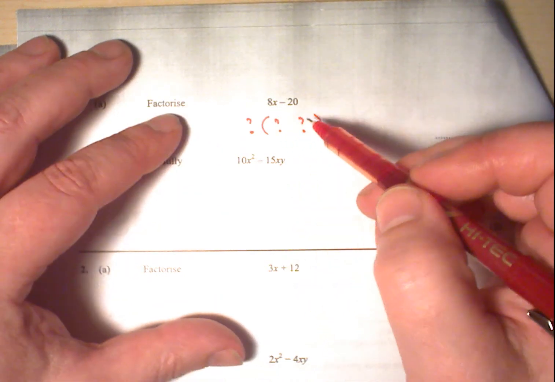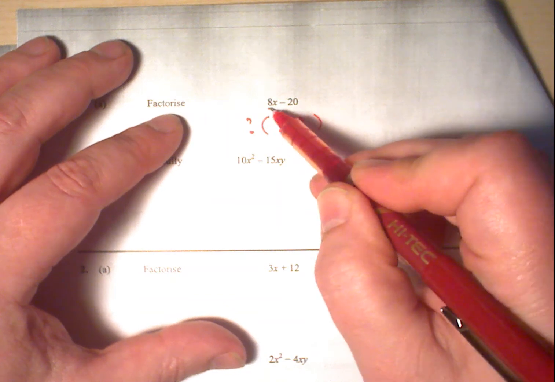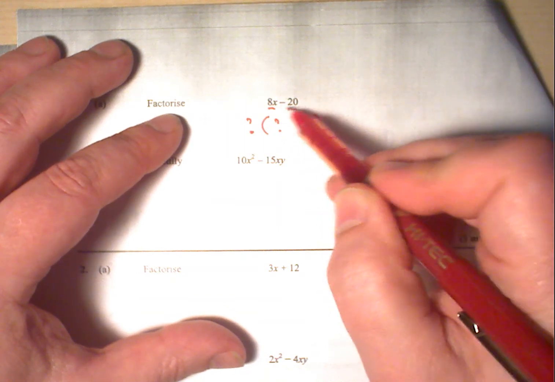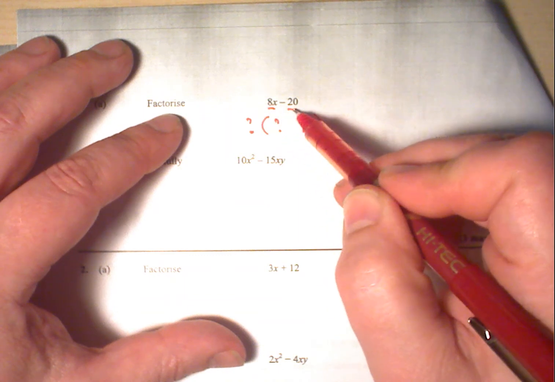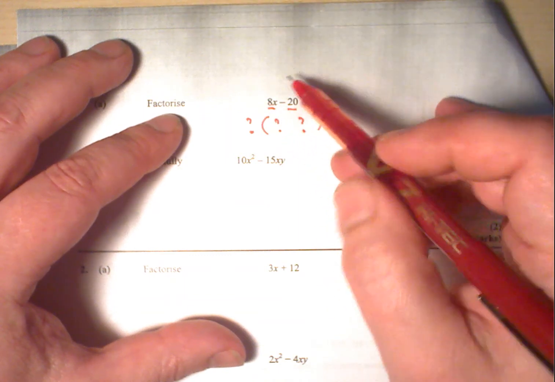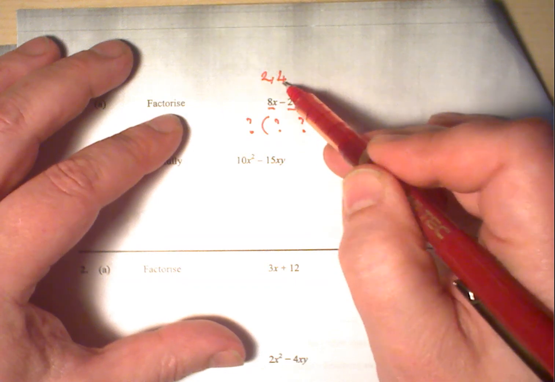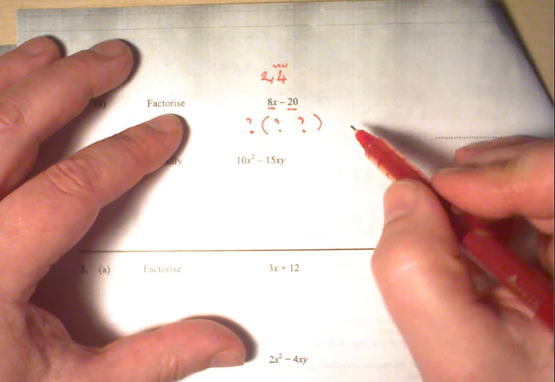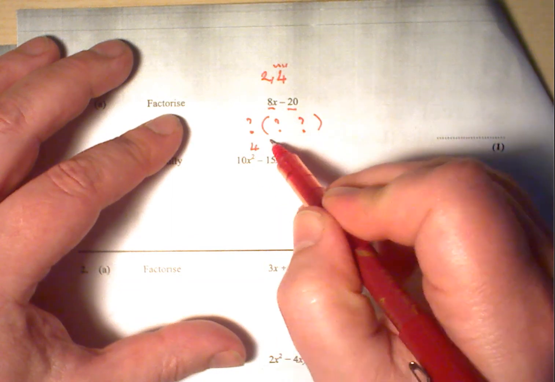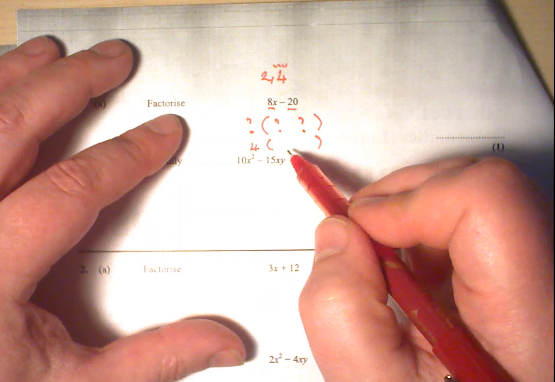So what you're looking for is to see, are there any common letters? And you can see there are no common letters here or here. So this has nothing to do with letters. What about 8 and 20? Well, what goes into 8 and also goes into 20? Well, 2 goes into 8 and 20, but so does 4. So you want to choose the highest one, which is 4, and say to yourself, if 4 is on the outside of the bracket, what will be on the inside of the bracket?